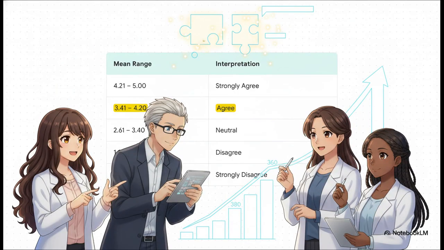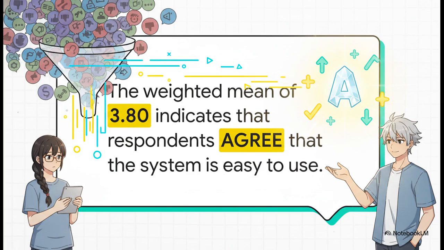This is where the magic happens. We use an interpretation guide like this one. We take our number, 3.80, and we see where it lands. And look at that. It falls right in the middle of the range for agree. Just like that, 3.80 isn't just a random number anymore. It's an answer. And that brings us to our final finding. We took a mess of 35 different opinions and transformed it into one clear, simple statement. You can now say with confidence that, overall, your users agree that the system is easy to use. Now that is the power of quantitative analysis.